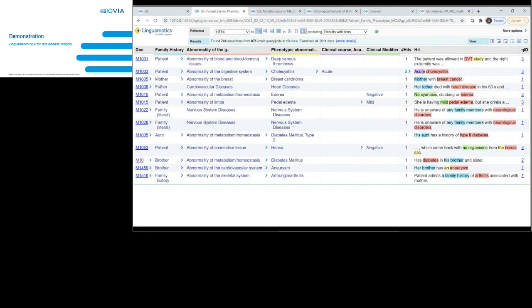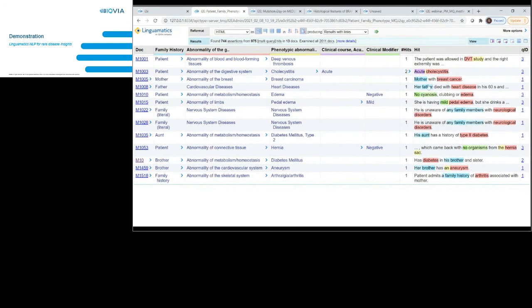So both of these, the clinical course and the clinical modifier, as Liz mentioned, are coming from within the Human Phenotype Ontology. The leftmost color-coded columns here are specific to your query, and you have full control over the number and order of these columns. The last few columns to the right are what we call evidence columns, and by default, they appear in every single result set that's generated from our NLP platform.